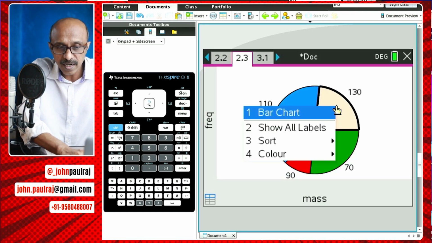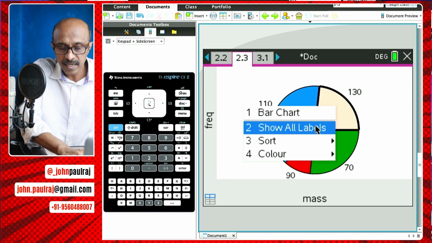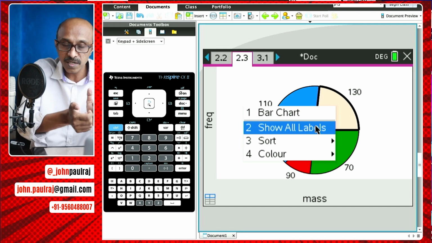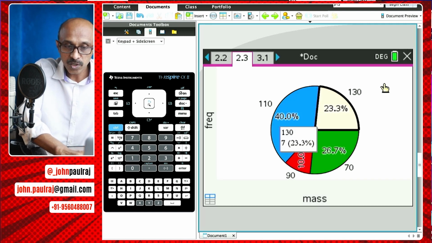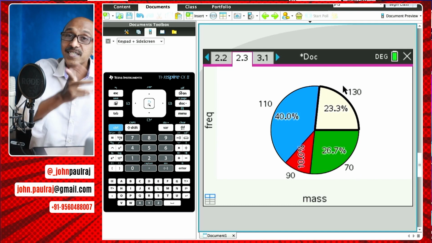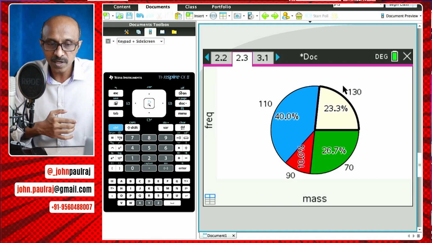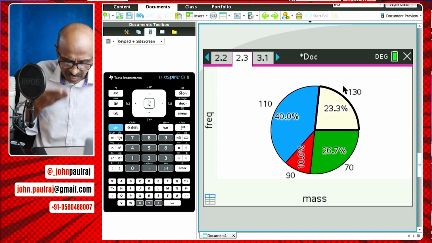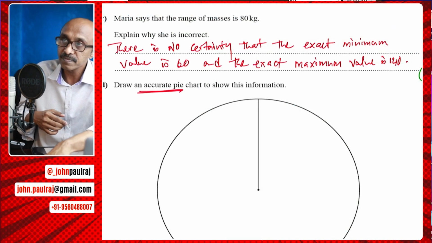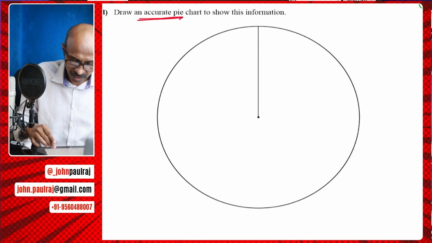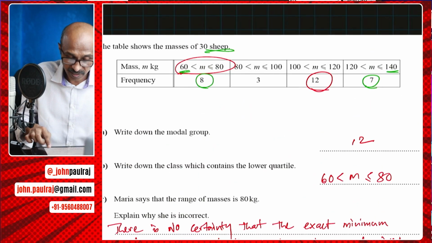Right click on it, and right click on your handheld is control menu. Press control menu to get the right click options. So you say show all the labels, you got your percentages. That's vital information, because then you can say 23.3% of 360 because you're looking for the angles, right? In this particular question. 23.3% for each of them, you can just find the angles.